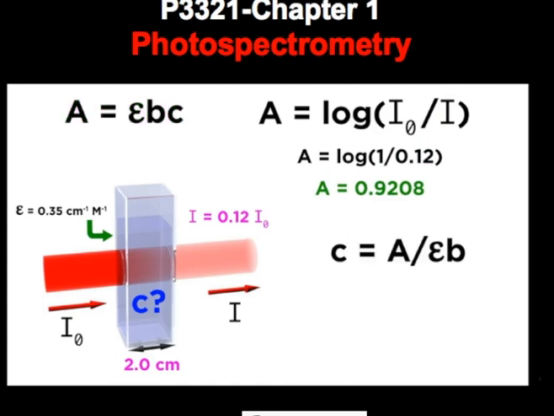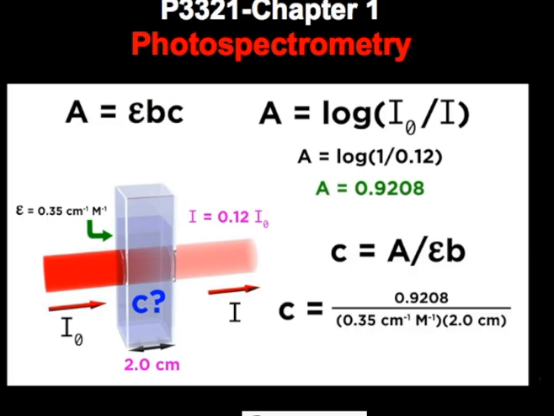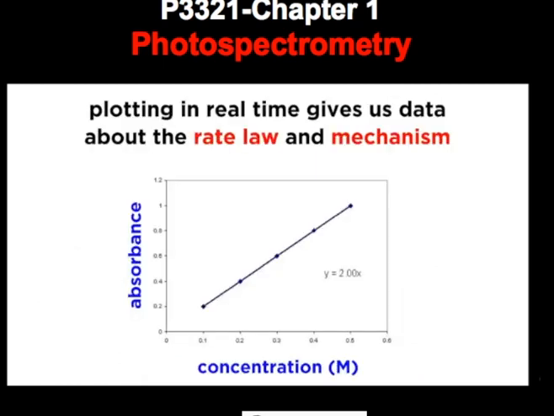We can rearrange to solve for C, our unknown, plug in the absorption we calculated, plus the two given values, and we should get around 1.3 molar for the concentration of the analyte. Gathering this kind of information regarding concentration and plotting it in real time using computer software will allow us to easily infer all kinds of things about the rate law and hence the reaction mechanism for the reaction that is happening in solution, which is incredibly useful data.